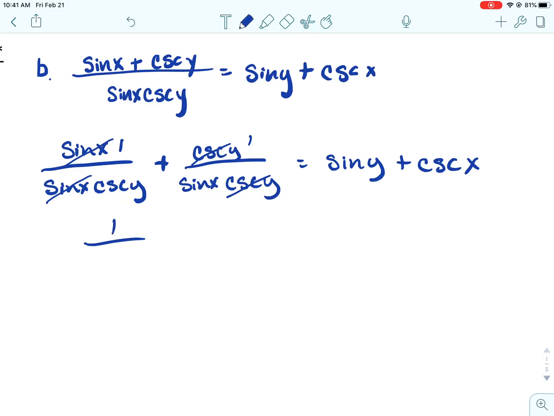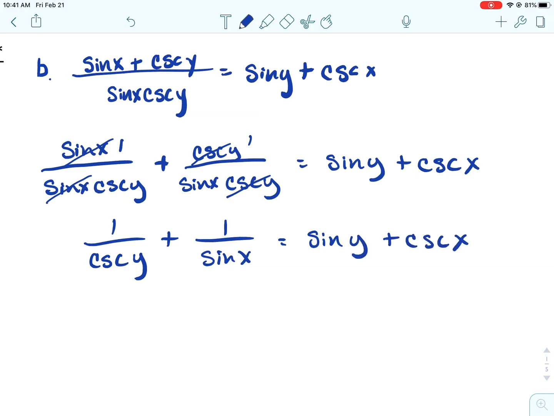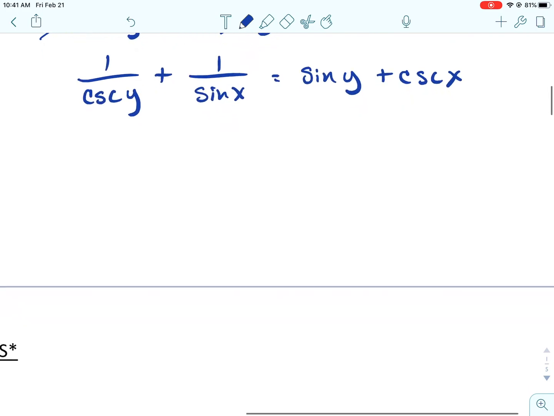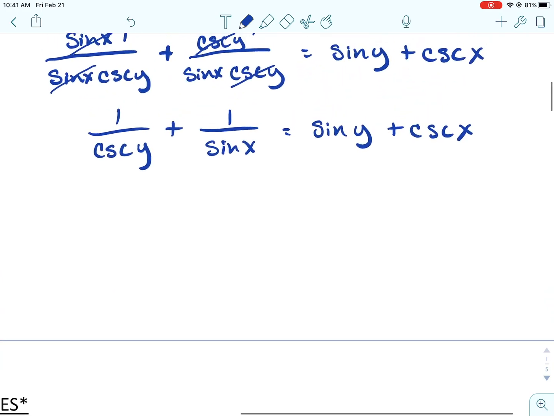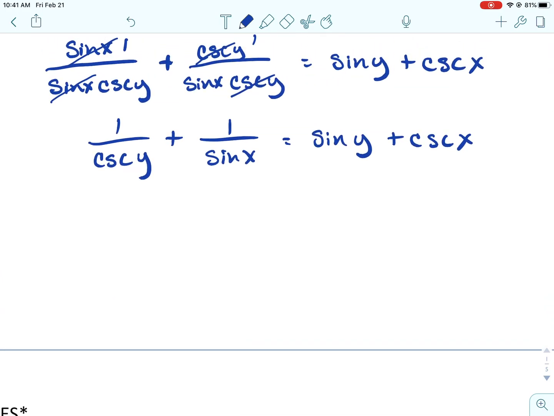Okay, so I'm just going to rewrite what I have after reducing. So what is 1 over cosecant of y? Sine of y. It's just reciprocal, same thing here. 1 over sine of x, we're going to get cosecant of x, and that is exactly what I wanted.